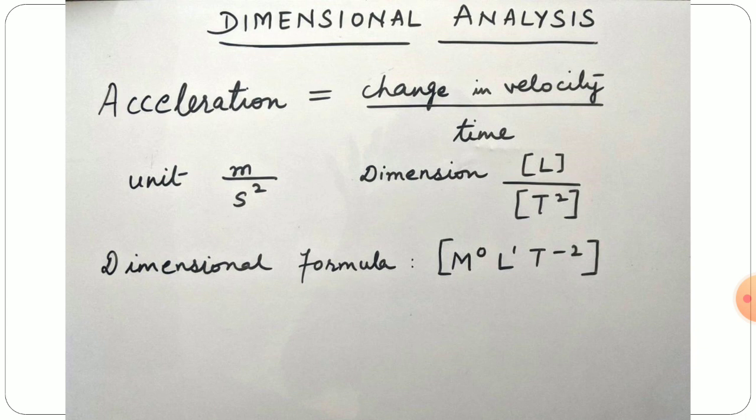Acceleration, as we know, the formula is change in velocity upon time, and the SI unit is meter per second square. So the dimension is L T to the power minus 2. That is, the complete dimensional formula will be M to the power 0, L to the power 1 and T to the power minus 2 within square brackets. Do not forget to write the dimensions within square brackets.